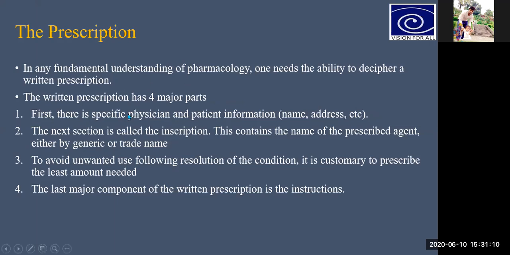The second section is called the inscription. This contains the name of the prescribed agent, either by generic or trade name. The third one is to avoid unwanted use following resolution of the condition. It is advised to prescribe the least amount needed. And the last major component of the written prescription is the instruction.